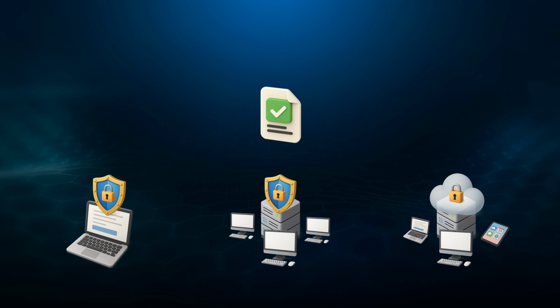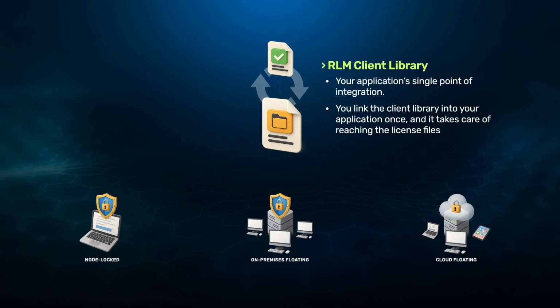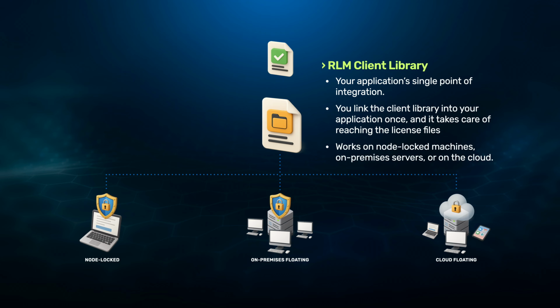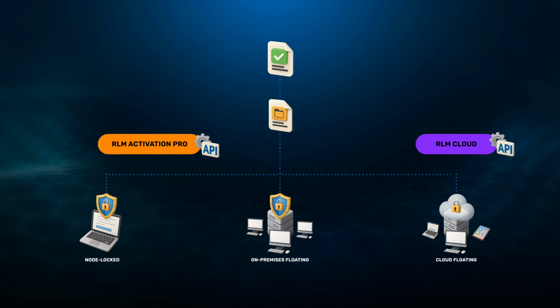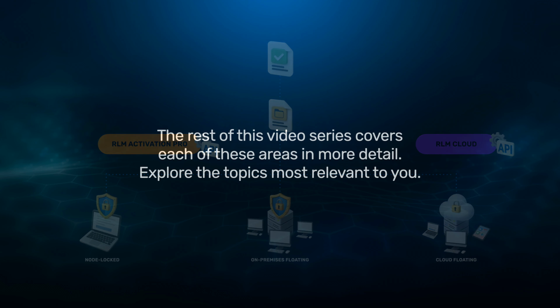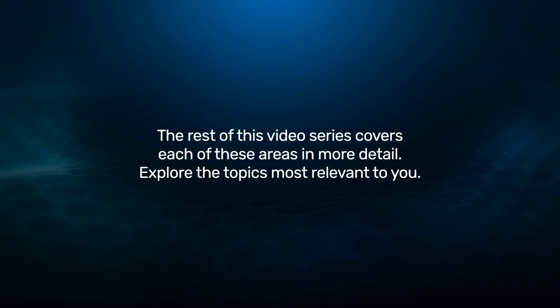So to recap, the three deployment models: node-locked, on-premises floating, and cloud floating. The RLM client library is your application's single point of integration across all three, so your code stays the same regardless of how your customers deploy. On top of that, RLM Cloud and Activation Pro give you the tools to manage and deliver those licenses, with both products moving towards a single web interface in an upcoming release. The rest of this video series covers each of these areas in more detail. Explore the topics most relevant to you.